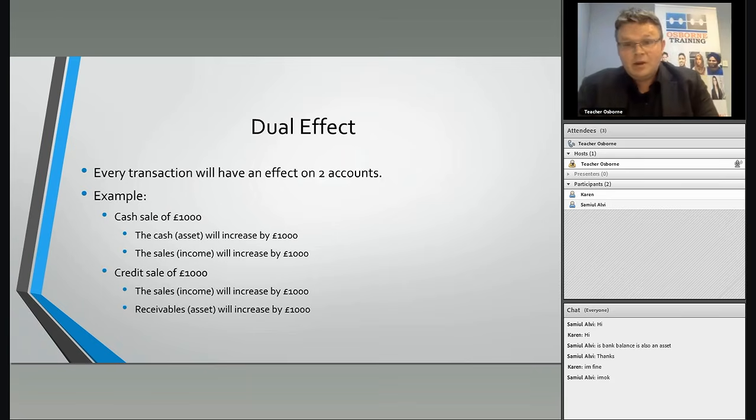But let's look on the other hand if we have a credit sale. So we sell something to someone, but they haven't paid us yet, or they'll pay us in maybe 30 days' time. So the sales, which is classed as income, will increase, and we have an account called receivables. This means people owe us money. That's an asset. That will increase as well. So you see here, there's always two effects.